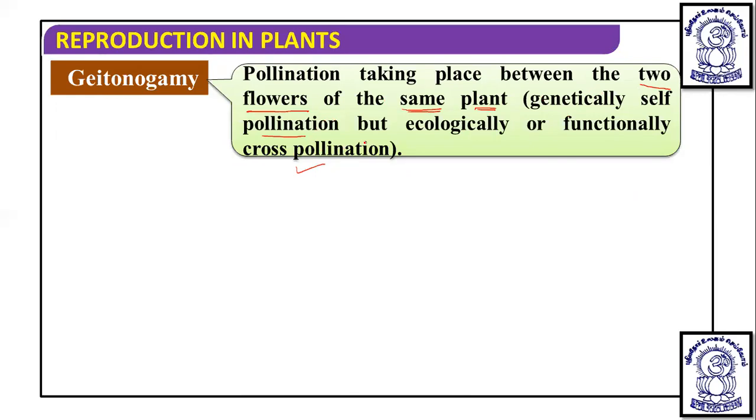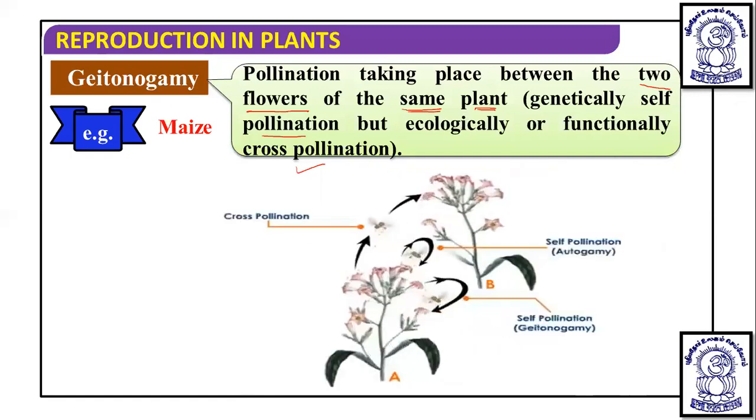But if we talk about the genetics of the pollen grain and the stigma of the two different flowers of the same plant, it is the same. So genetically it is considered a self-pollination, between the flowers of the same plant. Now, an example of geitonogamy is maize. As you can see, cross-pollination is shown here.